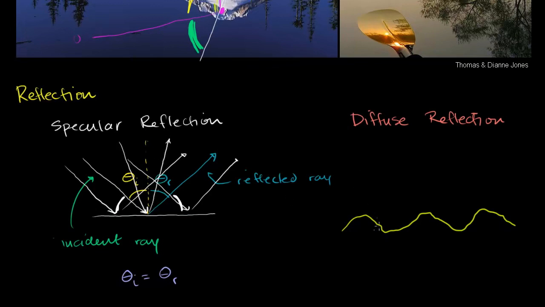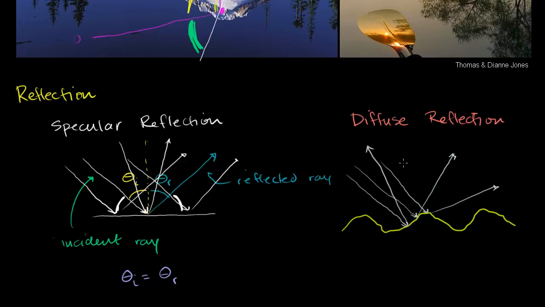For diffuse reflection, all sorts of crazy things happen, and that's because we don't have this really smooth surface, or the molecules that make up the surface do crazy things to light. So if I come in one direction, right over here, at that point, the light might reflect in that direction. Although if I come in at the same angle over here, now all of a sudden the light might go in that direction. And then if I come in at the same angle over here, now all of a sudden the light might go in that direction.